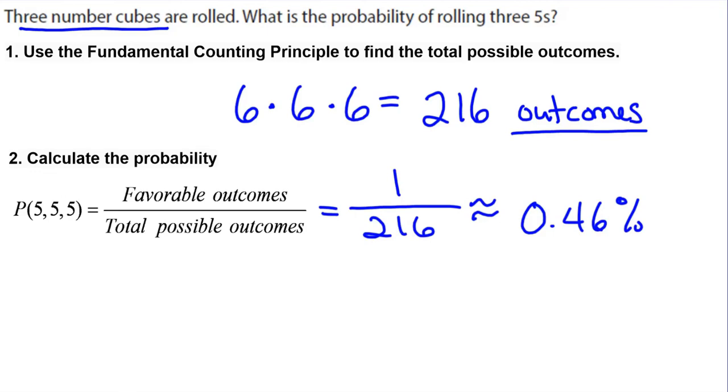So pretty slim. So there we can see the fundamental counting principle really speeds up the process when we're trying to find the total possible outcomes. And then again, using that ratio of favorable outcomes over total possible outcomes to calculate probability.